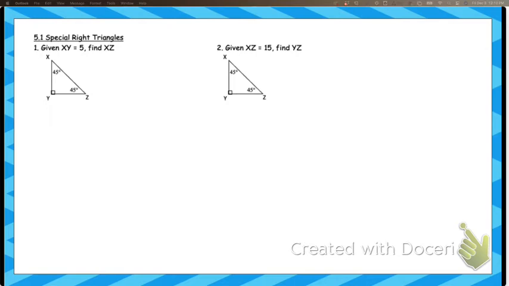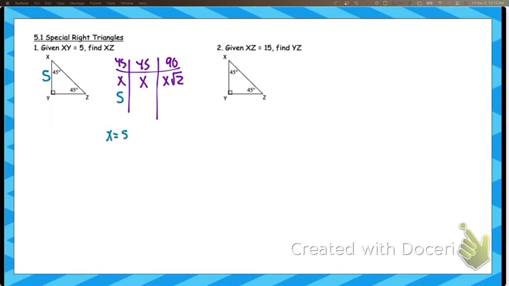So if you remember, there were two ratios. The first one was for a 45, 45, 90 triangle. So the ratio for 45, 45, 90 is x, x, and x times the square root of 2. So on this first one, it tells us that side XY is 5. So what I'm going to do is fill that in on my chart. 5 is across from 45. So I'm going to plug that in here, which tells me then that x is equal to 5.